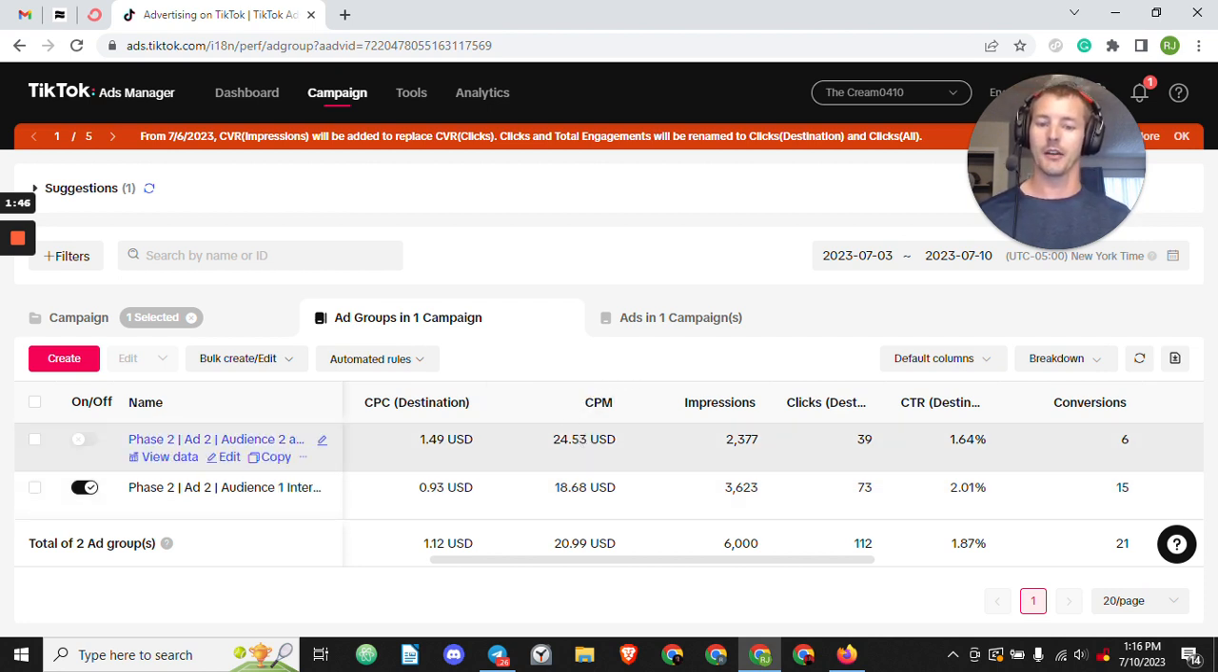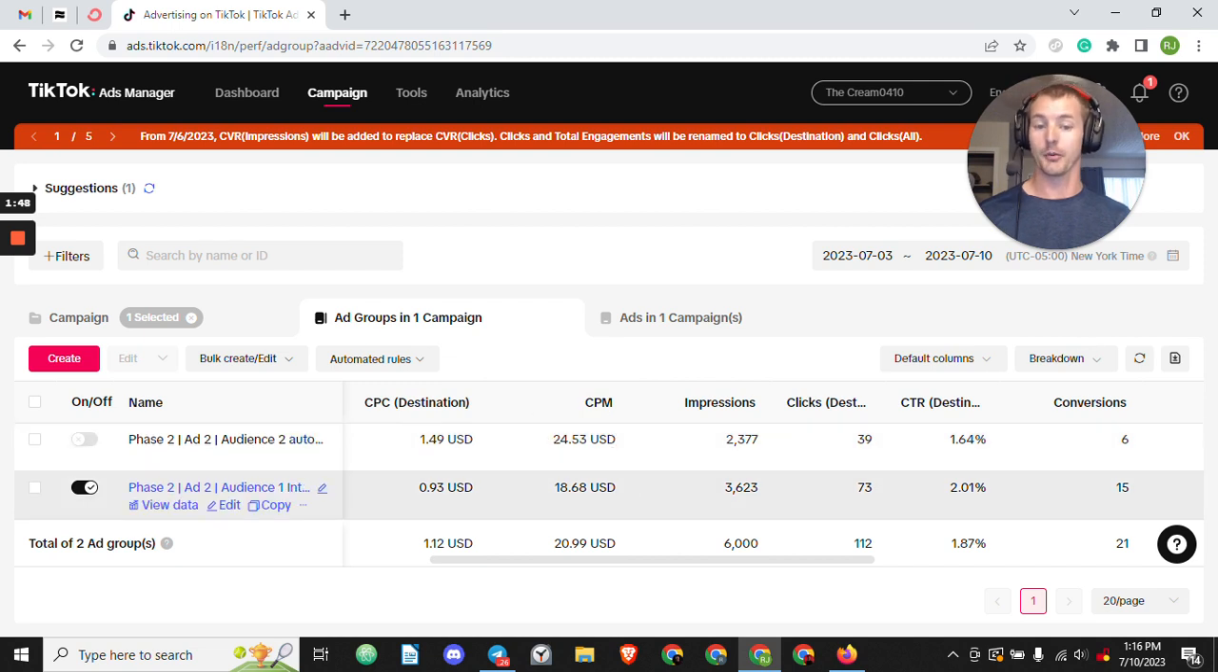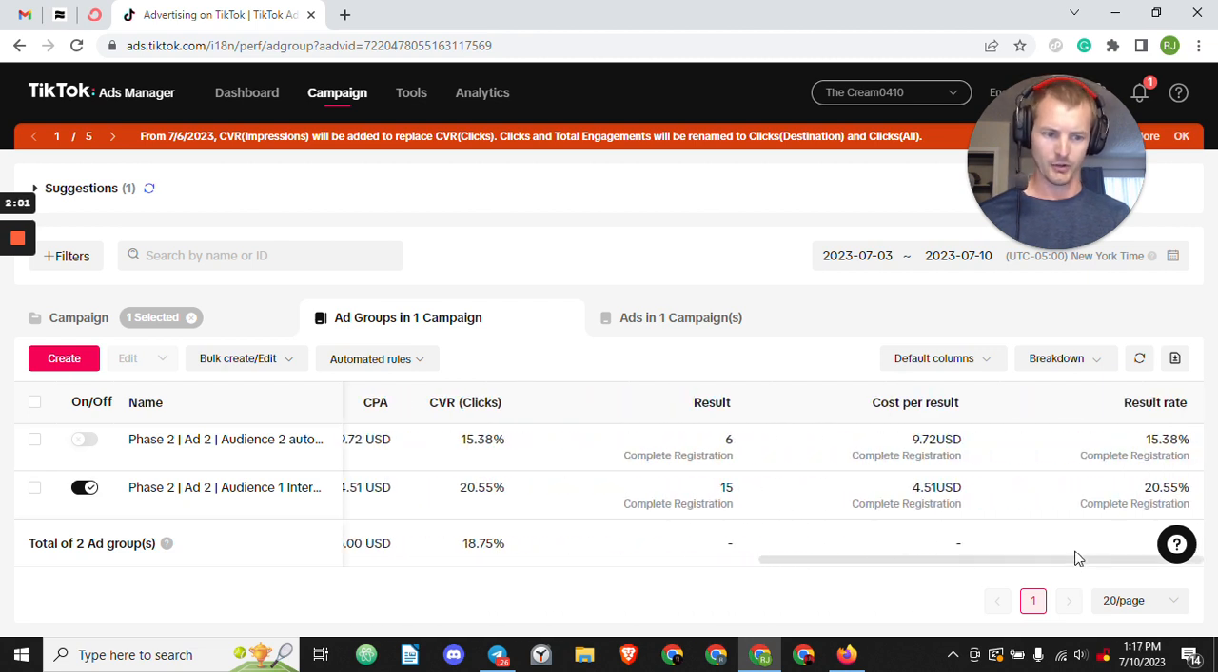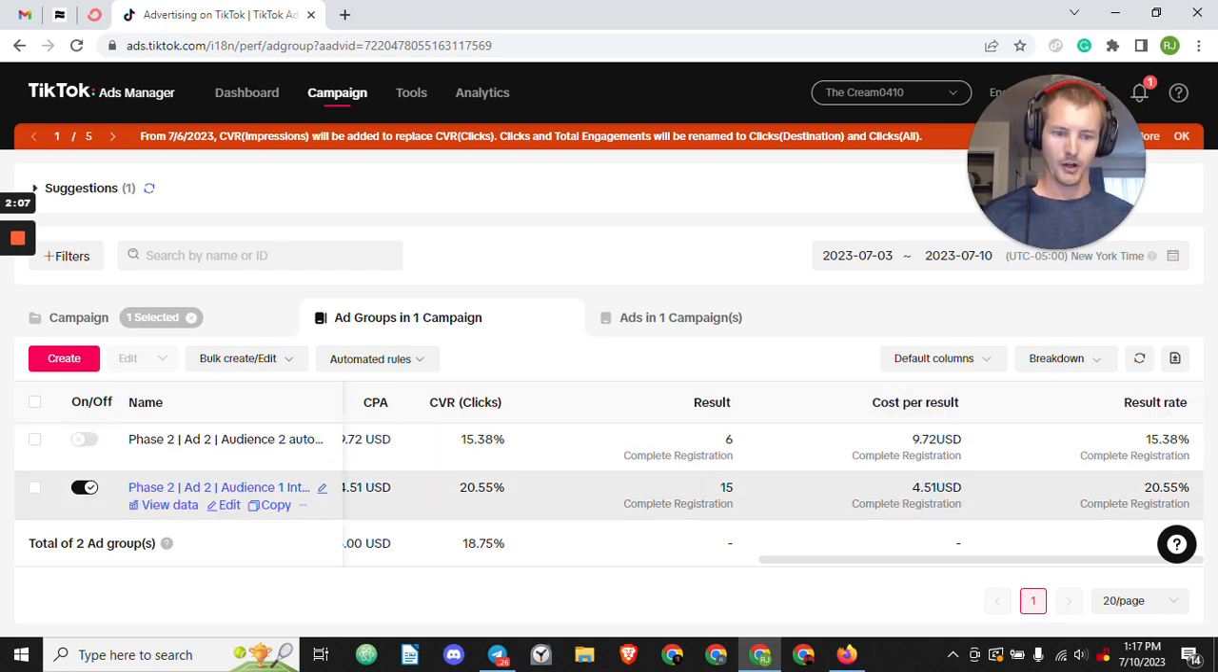The other stat that I look at is the CPM, which is basically the cost per impression in this case. And ideally, again, I want to keep this as low as possible, of course, but below $25 is a very good sign. And then the last stat that I keep an eye on is the actual conversion, the cost per result. So the cost per result in the case of this winner, the phase two, is $4.51.